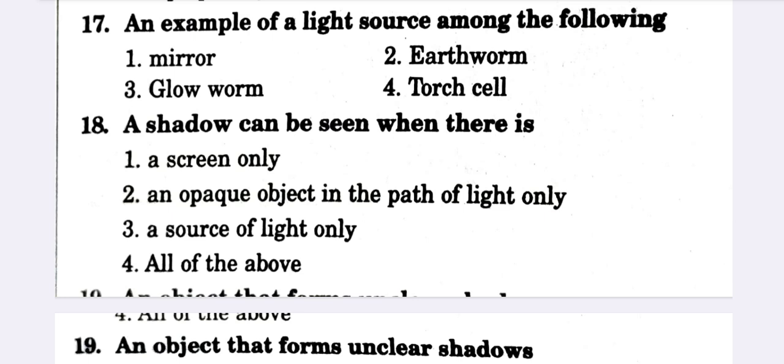Okay, and the next question. A shadow can be seen when there is a screen only, an opaque object in the path of light only, a source of light only. Here the three options are correct, so the correct option will be all of the above. Okay, so a shadow can be seen when a screen is present and an opaque object is on the path of the light source, and even a light source should also be there, right, so that a shadow can be formed.